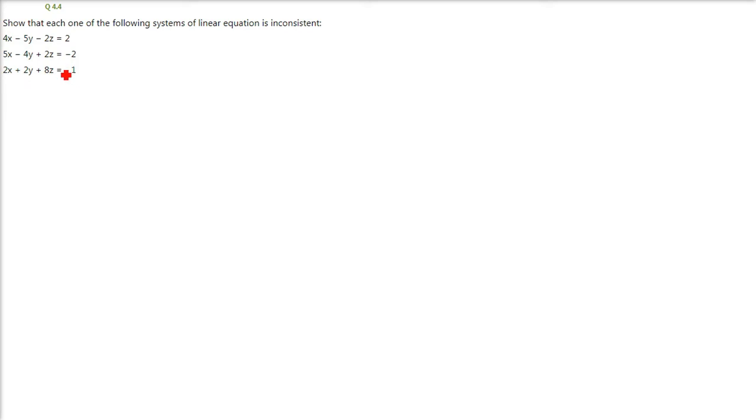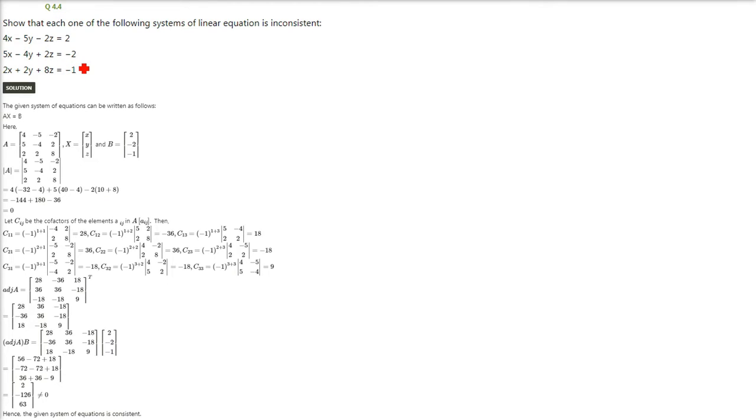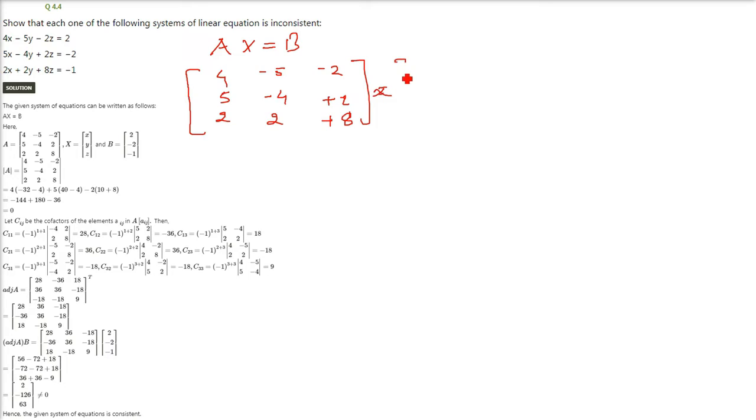So there are three equations. The first thing is that we are solving it by matrix. So AX equals B. First is A: I'm writing the coefficient of x, coefficient of y, and coefficient of z. This is going to be your A matrix. And then X is going to be x, y and z because there are three variables. This is equal to B, which is 2, negative 2 and negative 1.